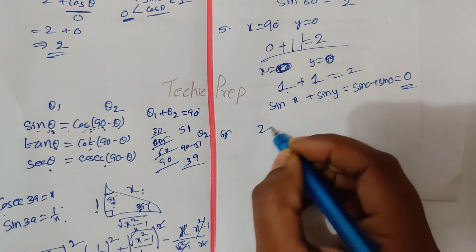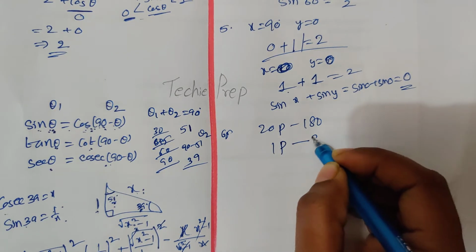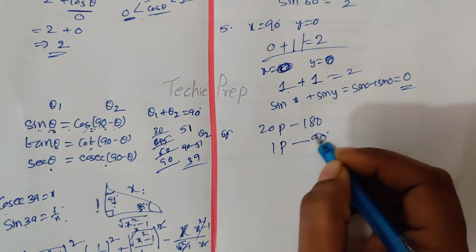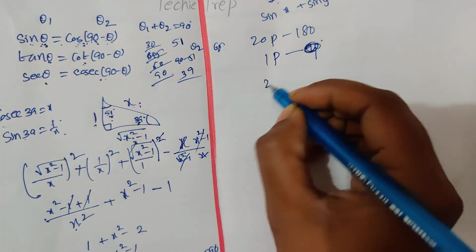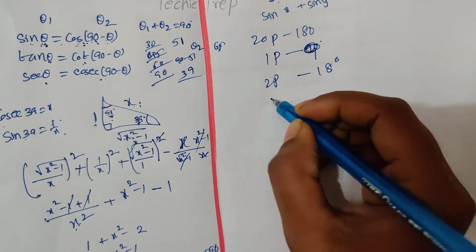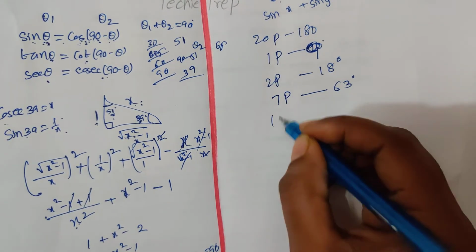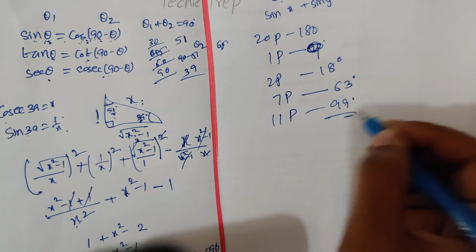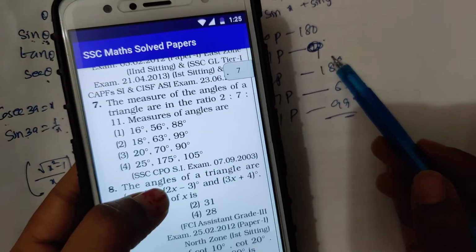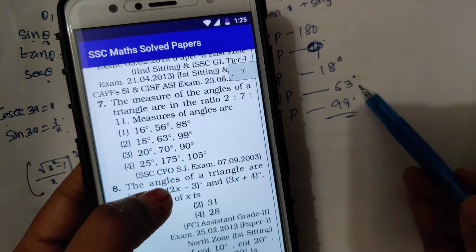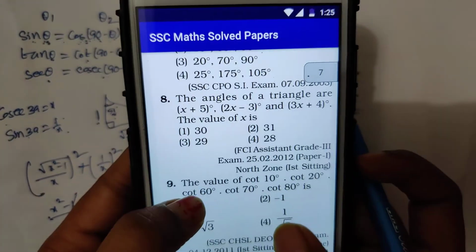So hope you are getting. 20 parts is 180 degrees. Then 1 part is 9 degrees, right? Now it is asked 2 parts, means 18 degrees. Next 7 parts. 7 nines are 63. Next 11 parts, 99 degrees. So going through the options, 9 degrees, 18 degrees, 63 degrees and 99 degrees. Option 2.